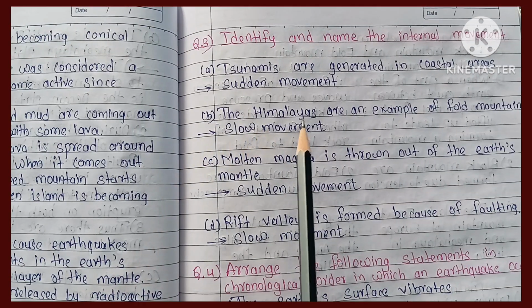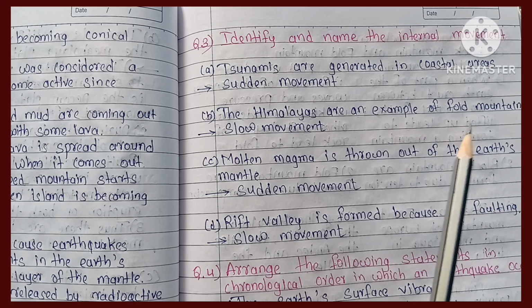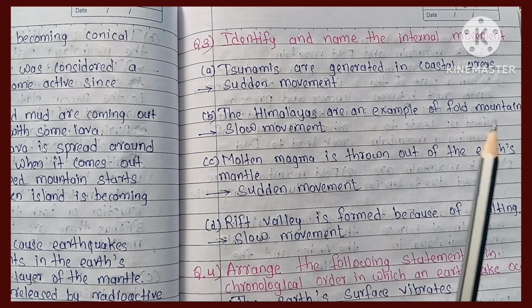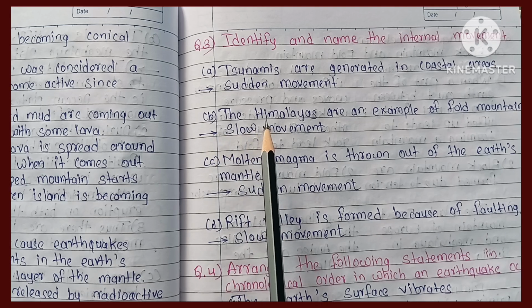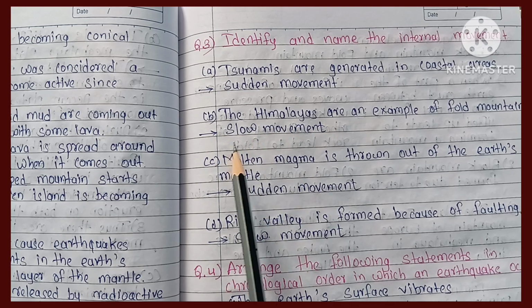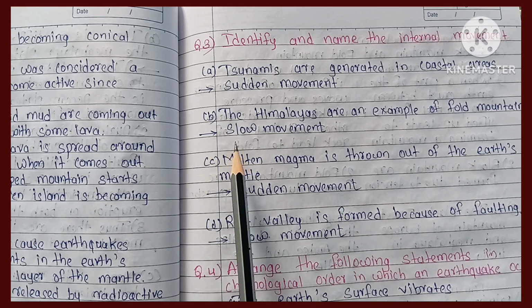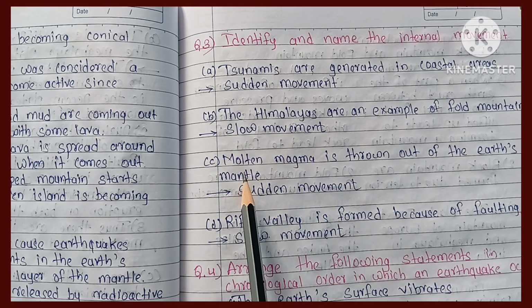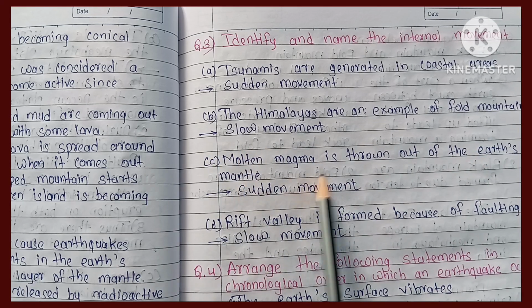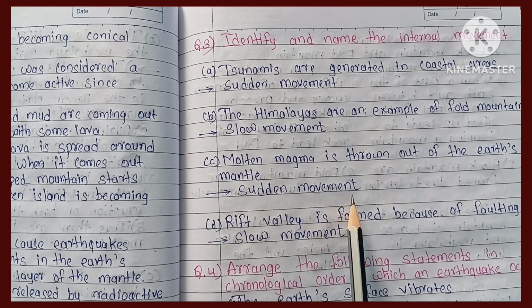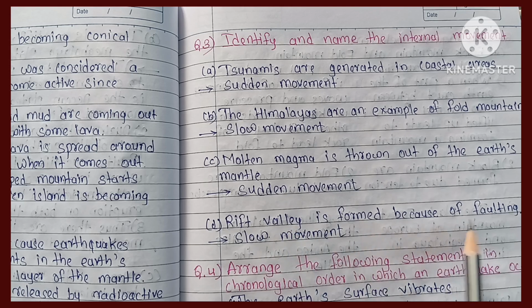Third question, identify and name the internal movement. First, tsunamis are generated in coastal areas. The answer is sudden movement. Next, Himalayas are an example of fold mountains. The answer is slow movement. Next, molten magma is thrown out of the earth's mantle. The answer is sudden movement. Next, rift valley is formed because of faulting. The answer is slow movement.